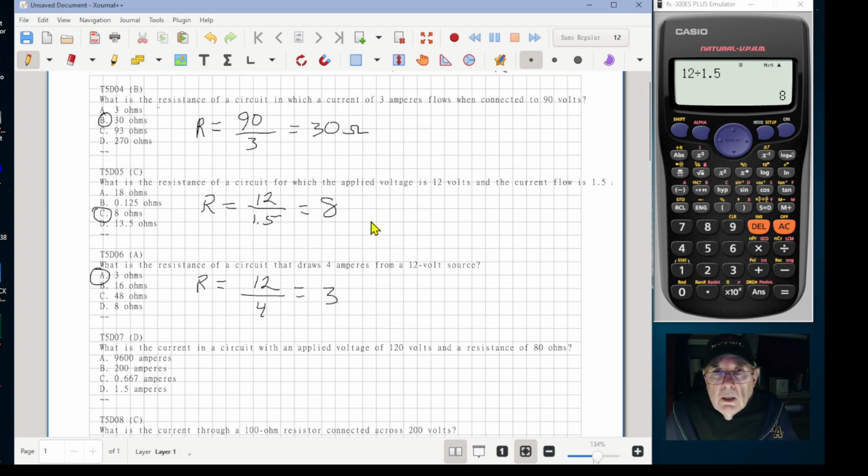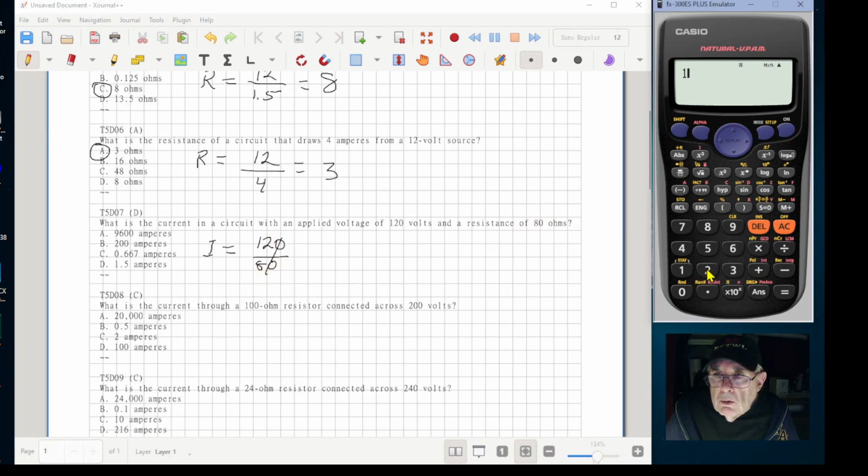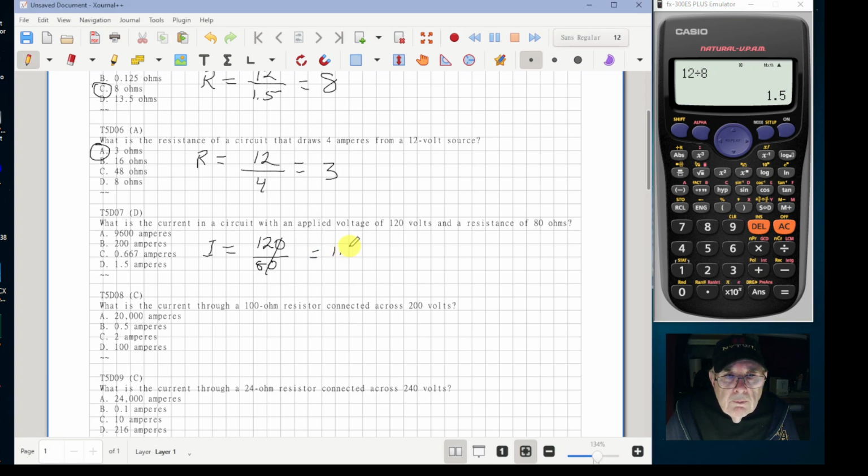All right, so let's go down here and do that. I then is equal to the voltage, 120 volts, divided by the resistance, which is 80 ohms. We got 12 divided by 8, and that's going to be 1.5. 3 over 2 is 1.5. So our current then is 1.5 amps. And there's our 1.5 right there.